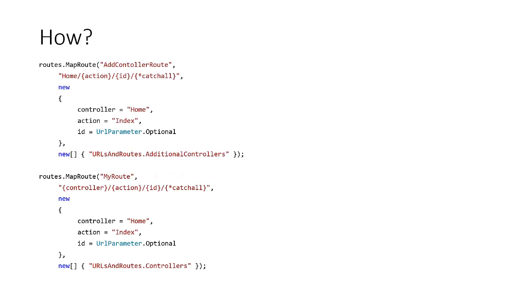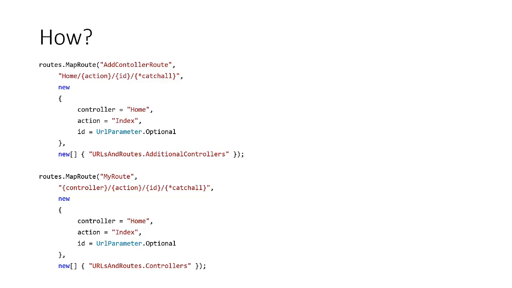A sample of this would look like such. We have a static element of home in our top route, and then we define the action variable and catch-all variable names. With the home static, we have the controller being defaulted to home, the action is index, and an optional ID parameter. But then after the default, we're defining an array of strings, and this array of strings says these are the namespaces that I want you to search or iterate over to find the home controller.